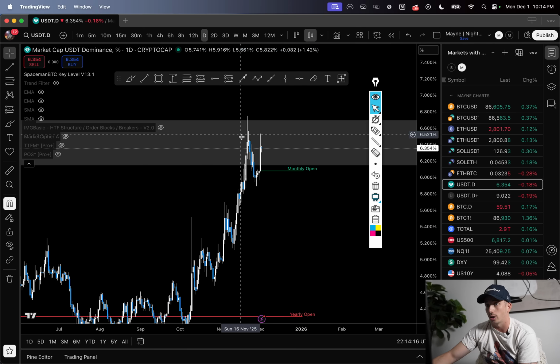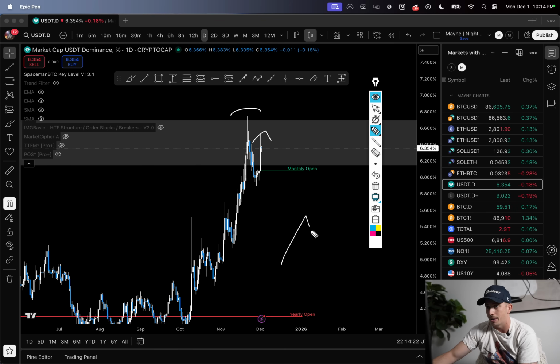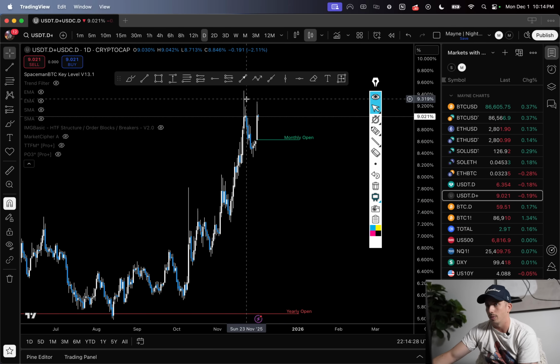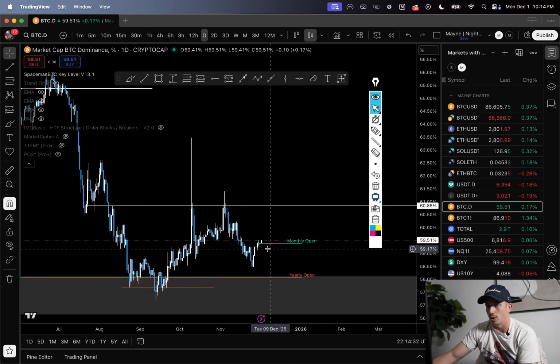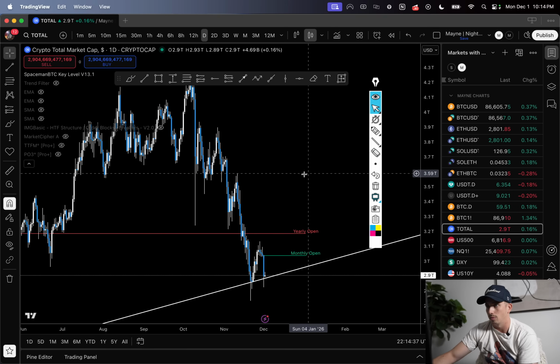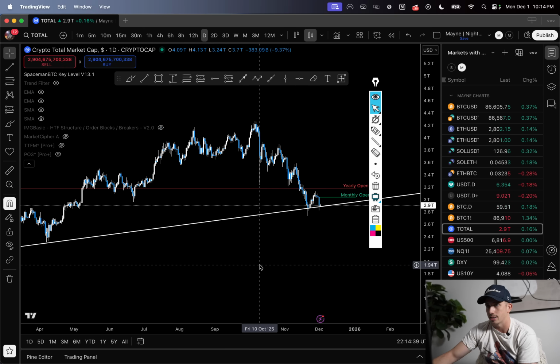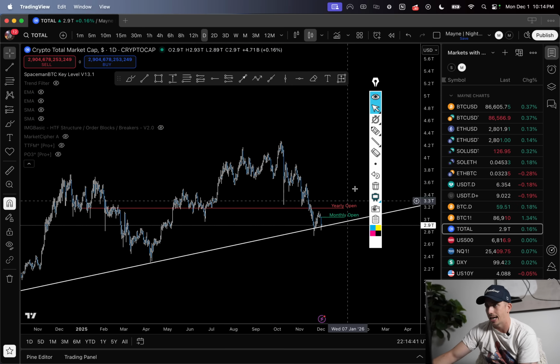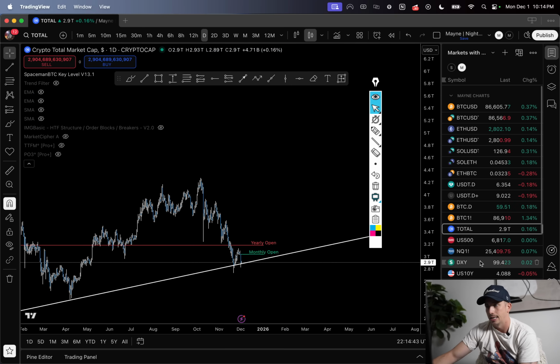We had US dollar. This was our pump here last week. Well, this is our dump. We need this to be a lower high. Just like we want Bitcoin to be a higher low, I want this to be a lower high, right? On the US dominance here. Same thing here on USDT plus USDC. Bitcoin dominance pushing up a little bit. Total retesting the trend line. Still ideally a higher low across the board here, guys.